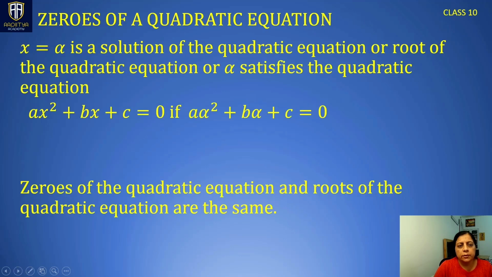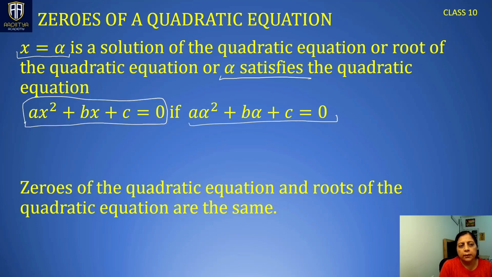So this was the conceptual question. Next, we had learned in the chapter of polynomials that every quadratic equation has two zeros. That means whenever we have to solve the zeros of a quadratic equation, zeros means solutions or roots of that equation. So what is the criteria? X is equal to alpha is a solution or root of the quadratic equation if alpha satisfies this relationship. This is the format of a quadratic equation.